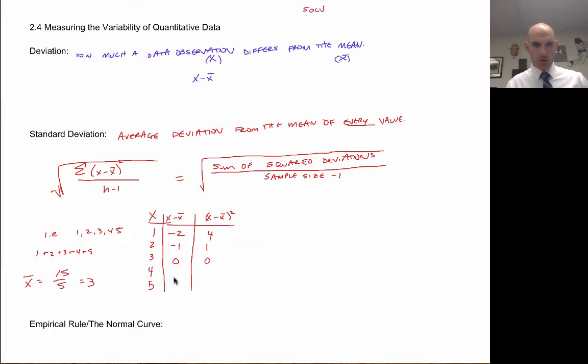And so we take 4 minus 3, which is 1, square it to get 1. 5 minus 3 is 2. To square it, we get 4. Okay, now we need to take the sum of the squared deviations. So we're going to take the sum of x minus x bar squared. Okay, so it's going to be equal to 4 plus 4 is 8, so the sum is 10.